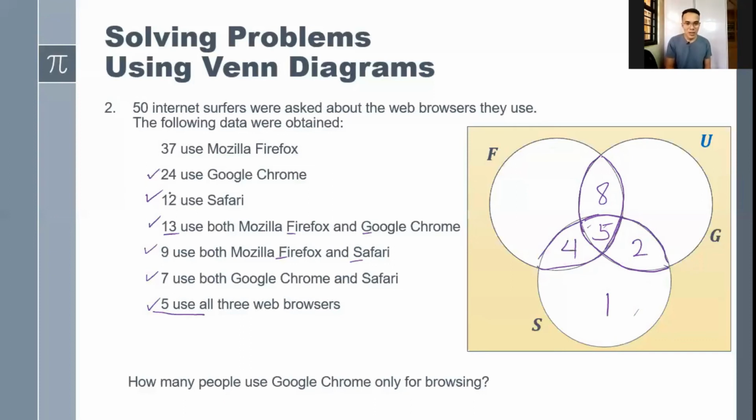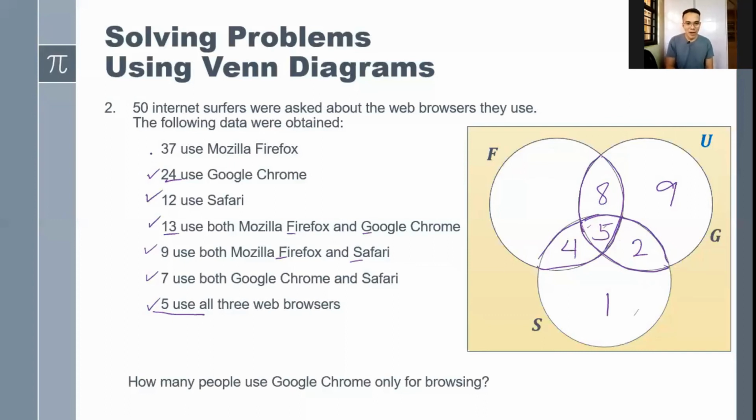For set G or set Google Chrome, we have a total of 24. Look at set G. What are the numbers inside this circle? We have 2, 5, and 8. 2, 5, and 8 will sum up to 15. So we have now 15 so far. Our goal is to come up with 24. So 15, and how many more to be able to come up with 24? We need 9 more. 9 plus 15 is 24.